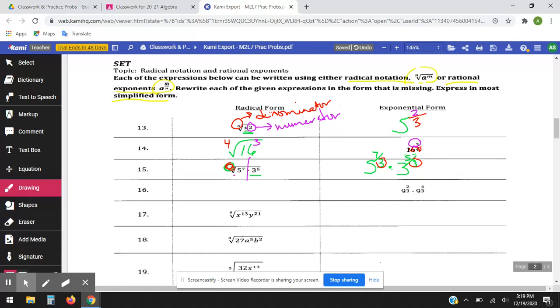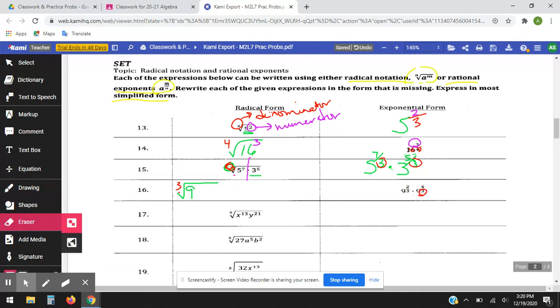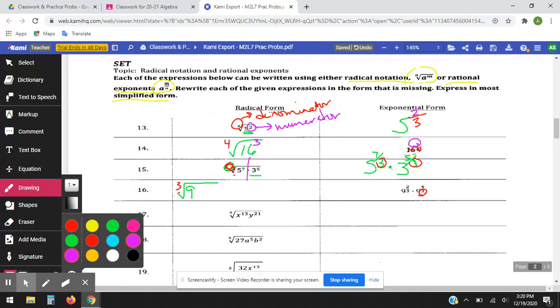All right, let's go to this one. So now we're going to reverse that. Notice my denominator is 3 for both of them. So I'm going to go ahead and put this as a third root. And I know I have 9 to the 2/3, so squared, and it's times 9 to the 4th.